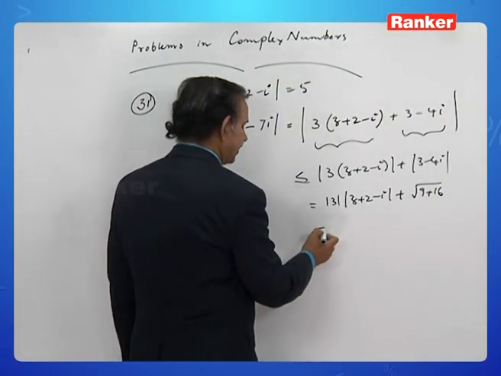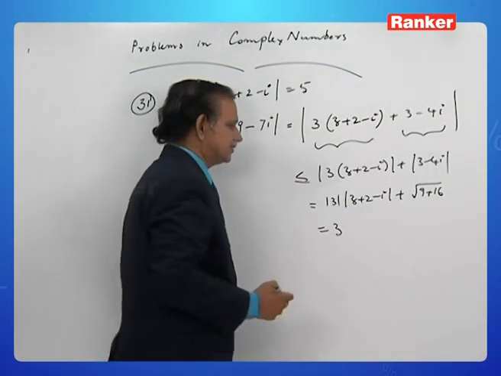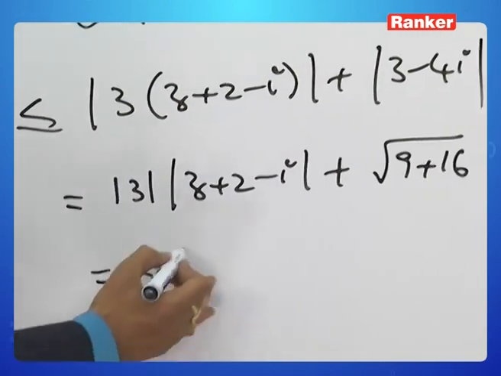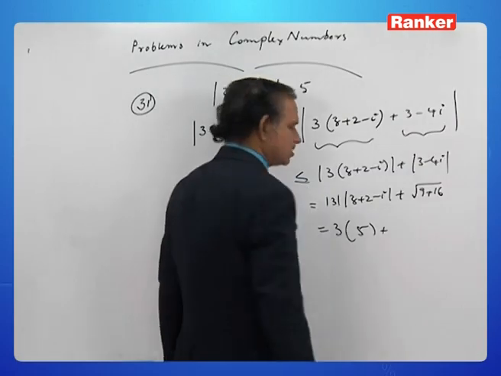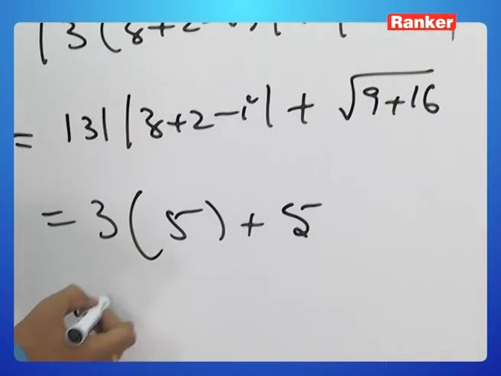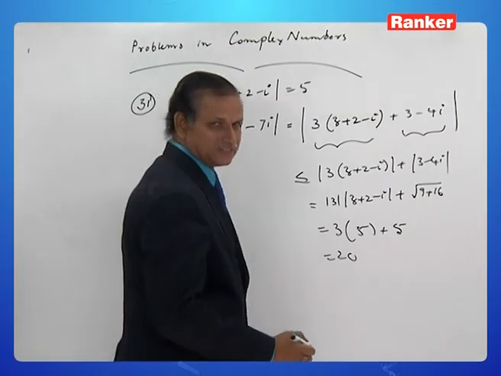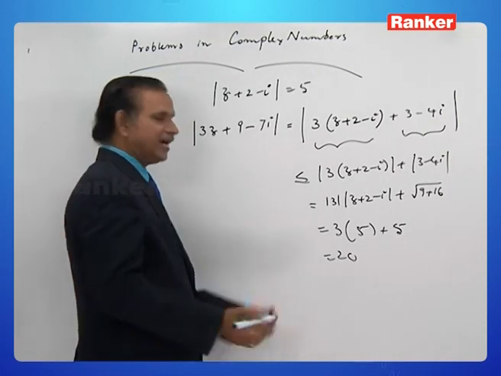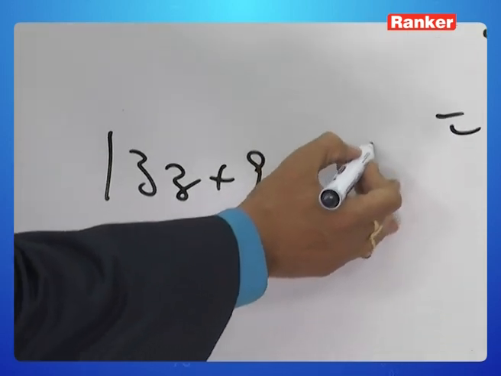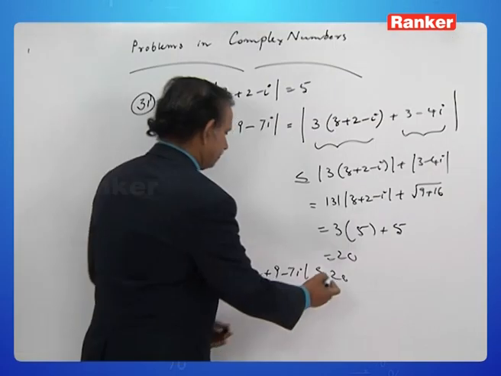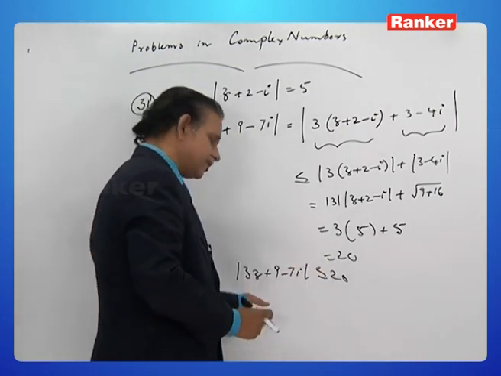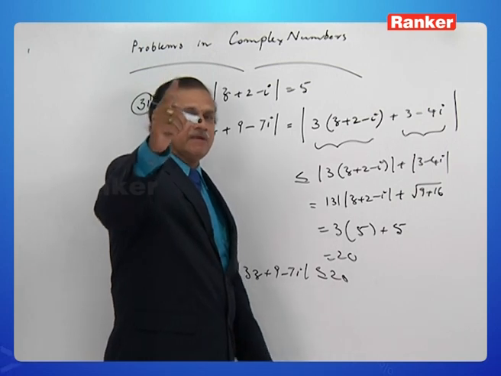Good. What is mod 3? 3. What is mod z plus 2 minus i? He has given us that. It is 5. Answer is 3 into 5 plus root of 9 plus 16, that is 25. Root 25 is 5. 3 5s are 15. 15 plus 5 is 20. At last, at what step you could have arrived at? That is, modulus of 3z plus 9 minus 7i is less than or equal to 20. That is, this value can never exceed 20. Either it is less than 20 or is equal to 20, but can never exceed 20.